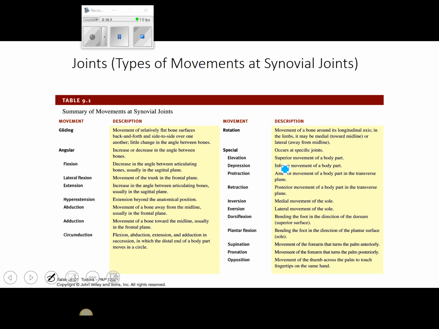This is a table that was in a previous textbook we had used that put it in chart form. Some people like the chart forms versus the PowerPoint slides, so I went ahead and left that in here.